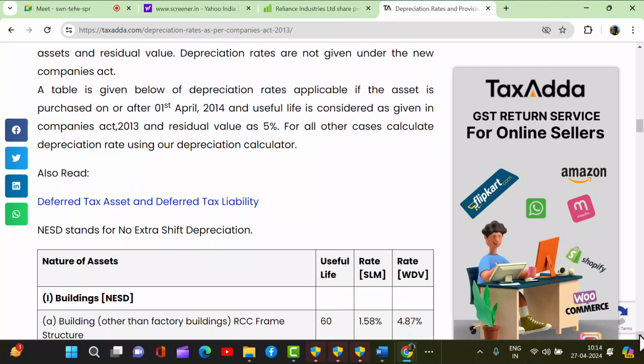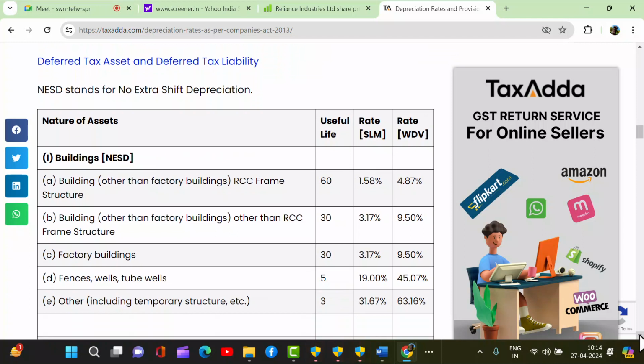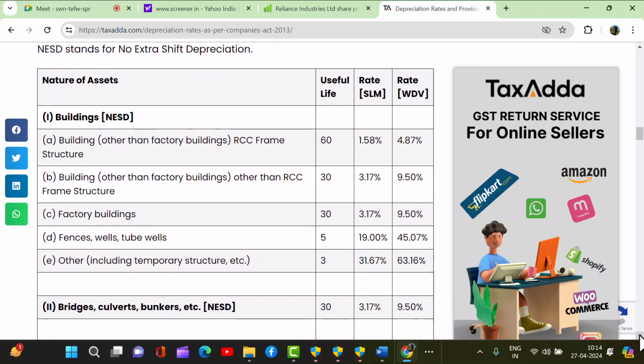Okay. So if you look at this, these are the assets, the nature of assets. For example, a building. The building can be classified into various kinds of buildings, which are with RCC frame, where the useful life is 60 years. It's a pakka building, like normally the buildings and houses where we stay, they are concrete buildings.